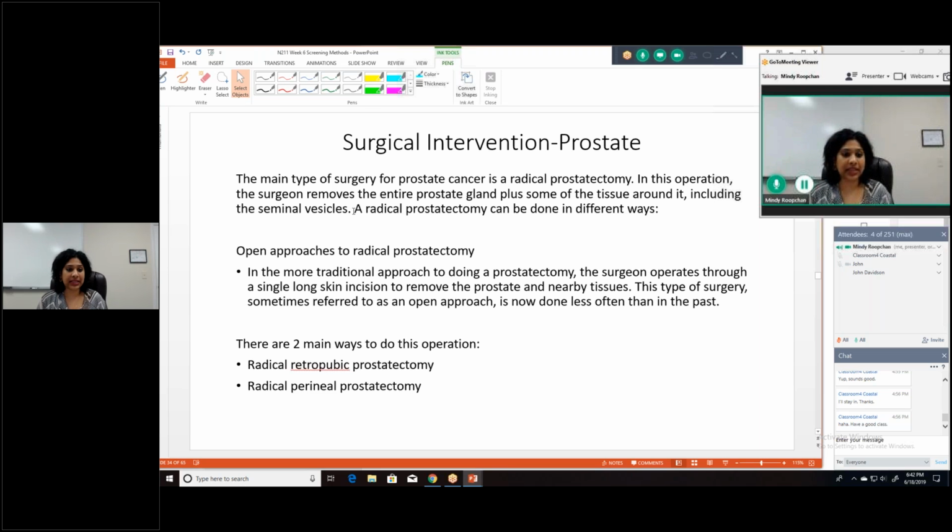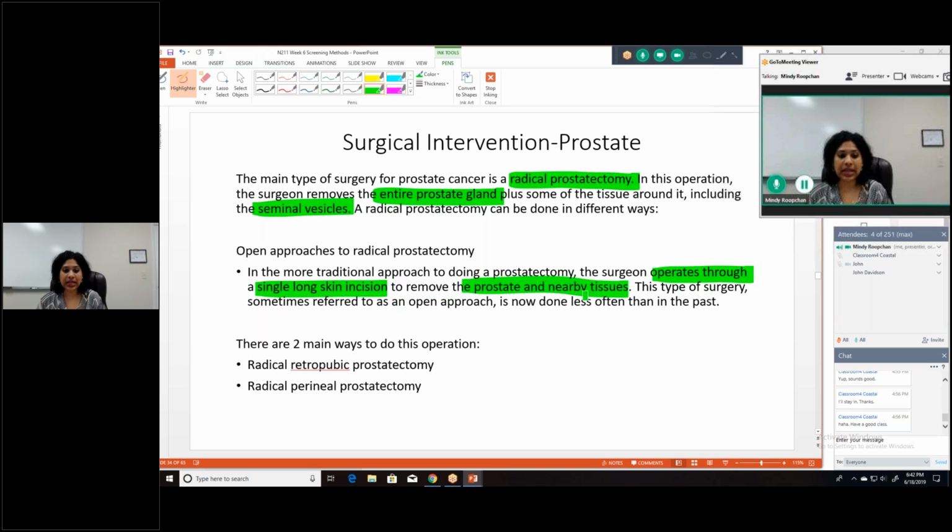So for prostate, the main type of surgery for prostate cancer is a radical prostatectomy. This is where the surgeon removes the entire prostate gland and the tissues around it, including the seminal vesicles. It's done in several ways. So open approach is going to be the more traditional approach, where the surgeon operates through a single long incision to remove the prostate and the nearby tissues. It's called an open approach. They don't do it as much as they used to. And then there's two ways to do it: radical retropubic prostatectomy or radical perineal prostatectomy.